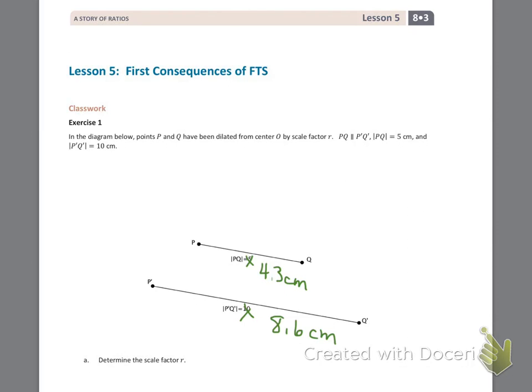Okay, so by my measurements, I get 8.6 centimeters for the longer segment, P prime, Q prime, and 4.3 for PQ. So the scale factor R, we're asked to determine. I'm going to write it up here because I don't have room. Remember, we said that it's the dilated length over the original length. And so we'll go ahead and do that. 8.6 over 4.3, which is a scale factor of 2.